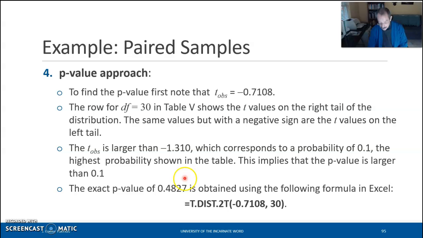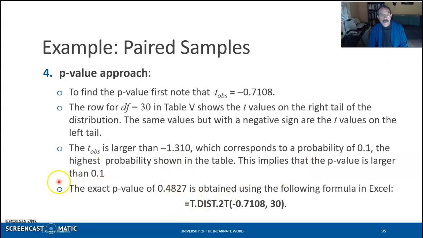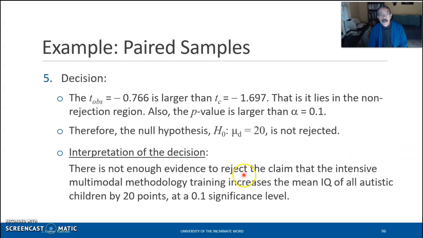All right, now we have the critical regions. So here are the critical values. Then we know that the p-value is larger than 0.1. With that in mind, we see that the t observed of minus 0.766 is larger than the t critical of minus 1.697. That is, this value lies in the non-rejection region, and also the p-value is larger than an alpha of 0.1. So, based on these two criteria, we can decide that the null hypothesis is not rejected.